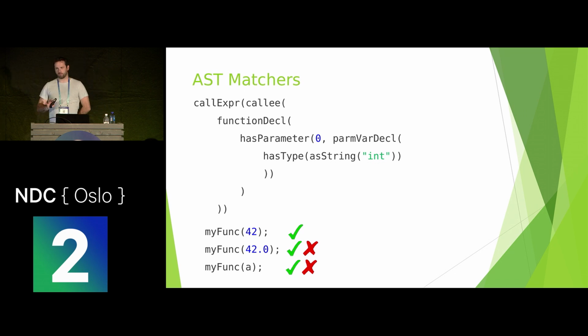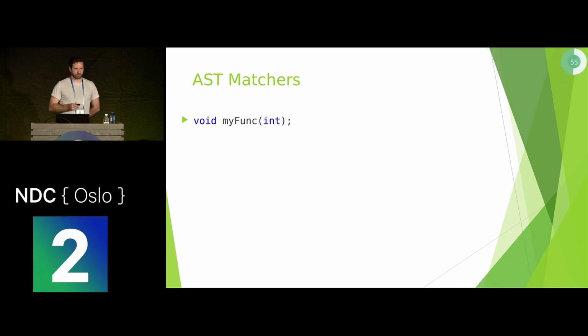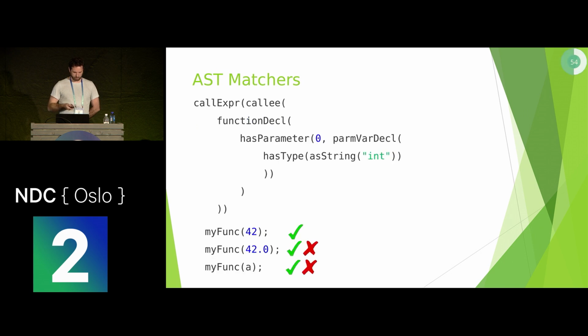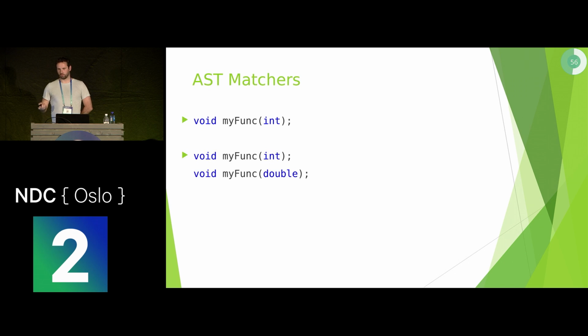myfunc(42.0), will that match or not? I'm not sure. myfunc(A), will that match or not? Maybe, maybe not. It kind of depends on the type of A. And this is kind of why you have to do iterations when you're creating a clang-tidy tool. Because, sure, if myfunc only exists as one function, which takes an int, that will obviously match with myfunc(42). However, if you have an overload, you won't match if you're actually calling it with a double. So you won't match the one which is expecting an int.